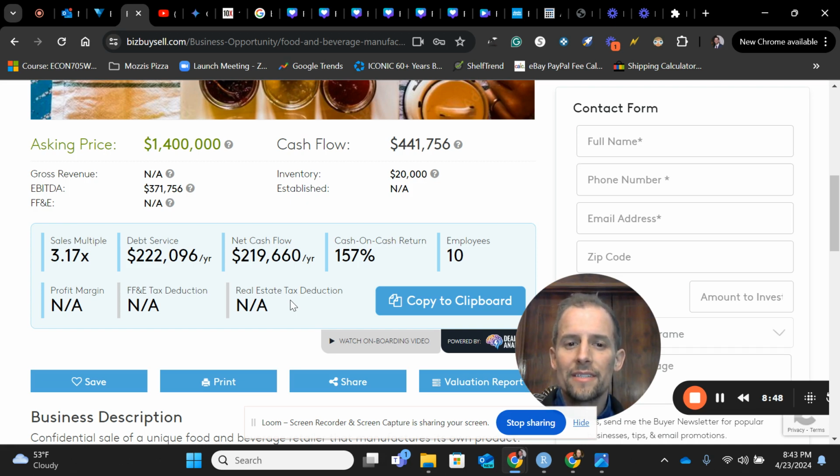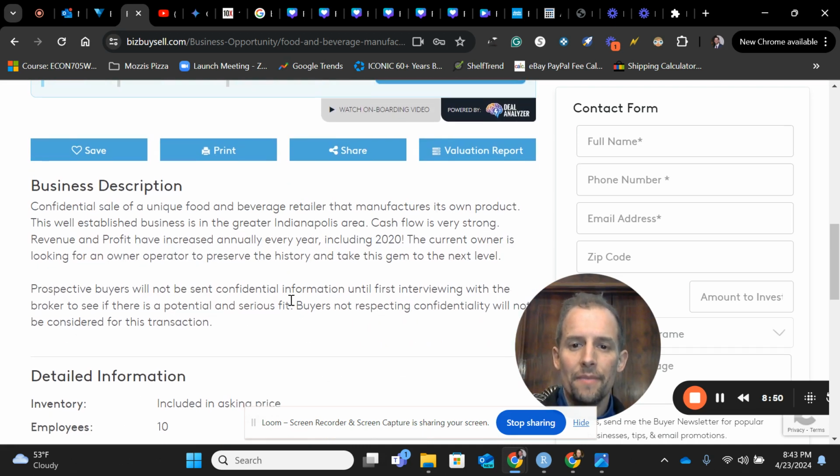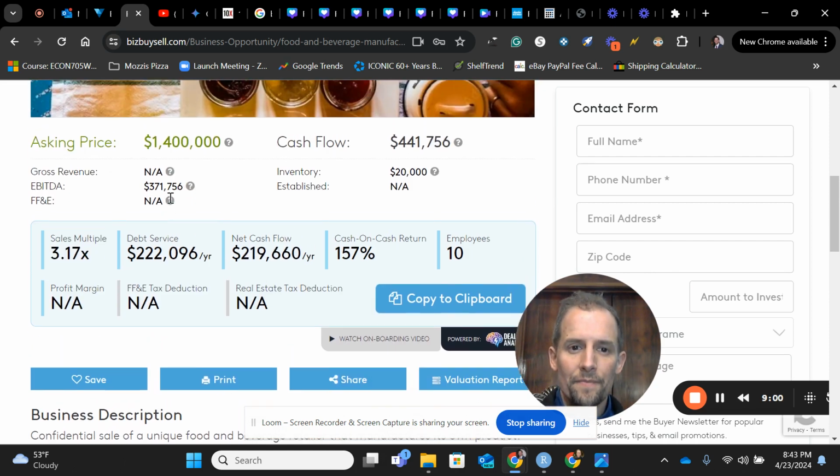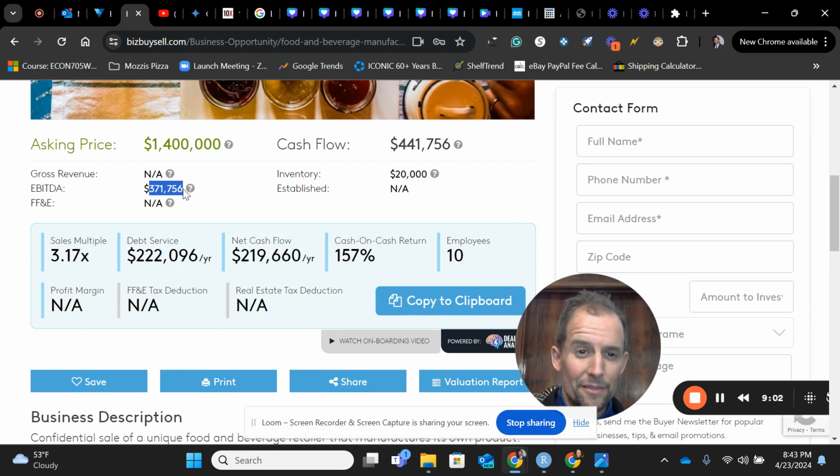The one other thing that is also a red flag on this one is the fact they said revenues have increased annually every year, which makes me think how much have they increased, right? Because we only have 370 here. So before was it 320, and then before that was a 280, right? How stable is it? Are they operating on contracts? You know, is it yearly contracts?